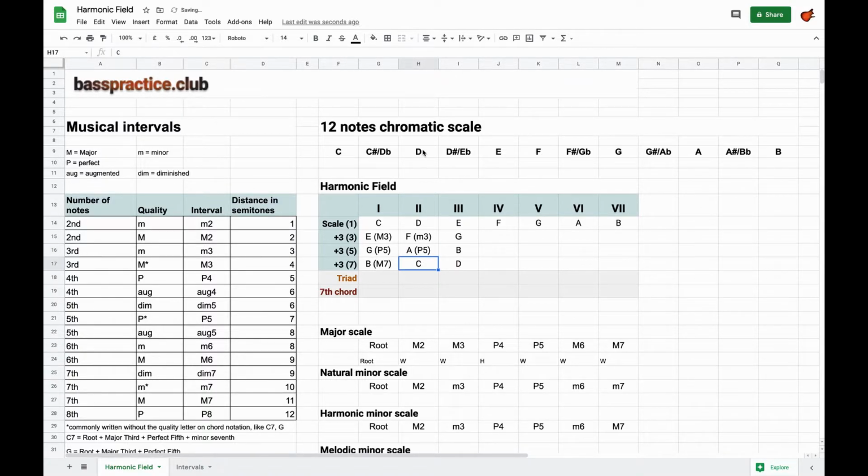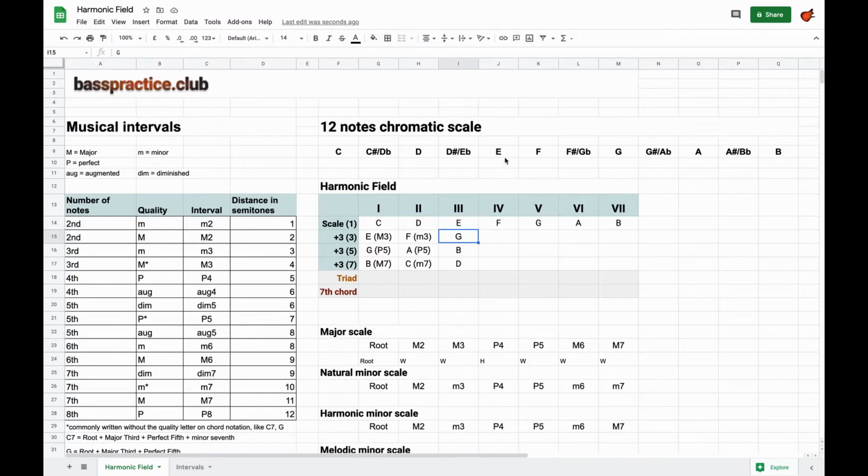From D to C, 1, 2, 3, 4, 5, 6, 7, 8, 9, 10. 10 is a minor 7. So minor 7.